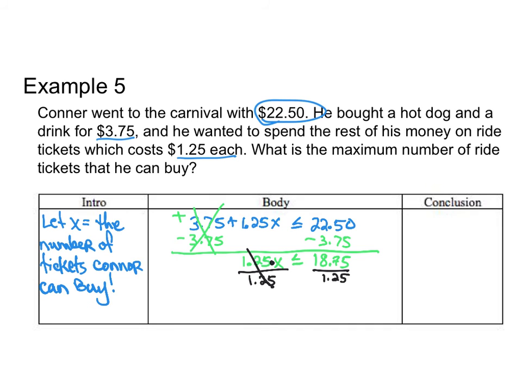So 1.25 divided by 1.25 is a 1. It leaves x by himself, less than or equal to 18.75 divided by 1.25 equals 15. So what does this actually mean? It means that Connor can buy up to 15 tickets.